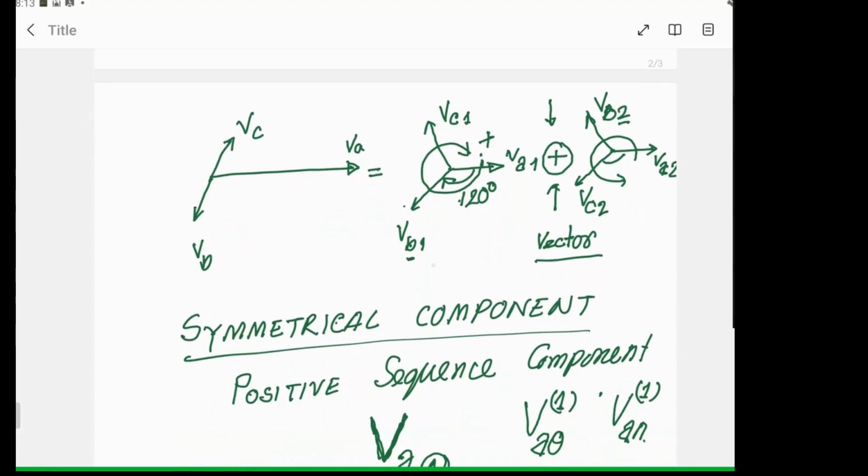So I will just add here the zero sequence. This is VA0, VB0, and VC0, and this can be considered as a DC component. So I have two AC components and one DC component that will combinedly produce the unbalanced system.